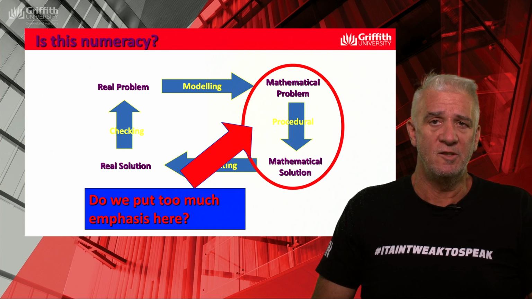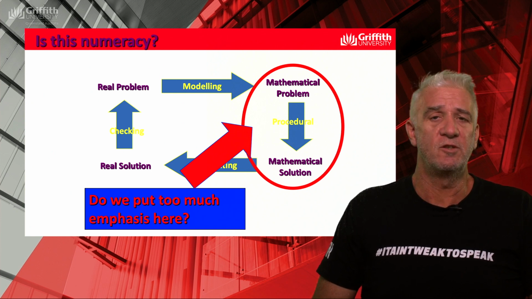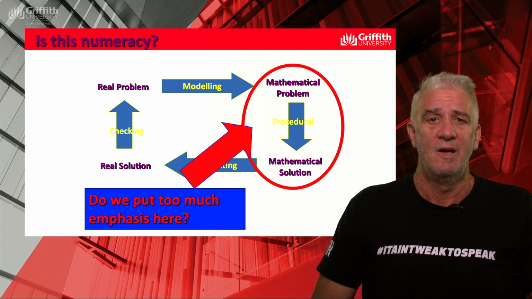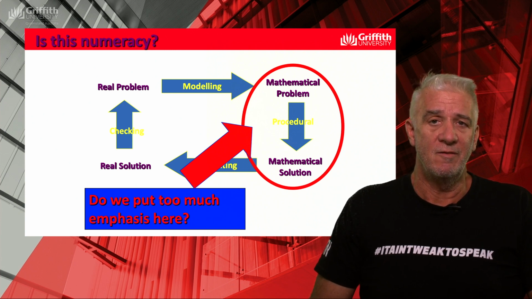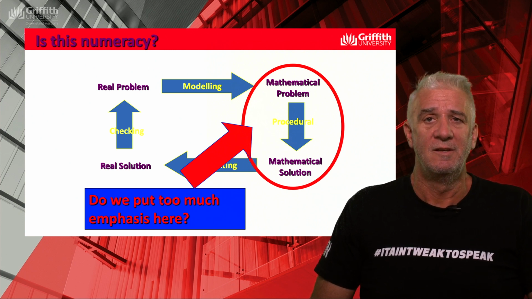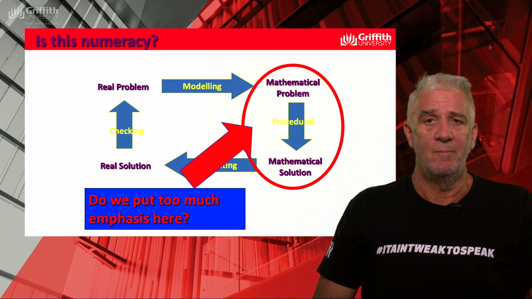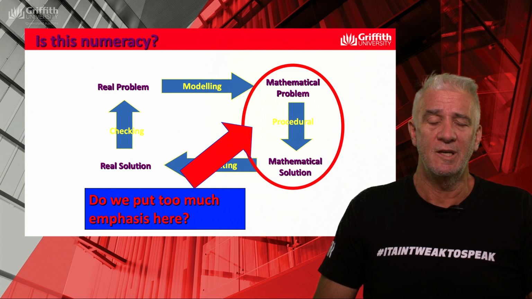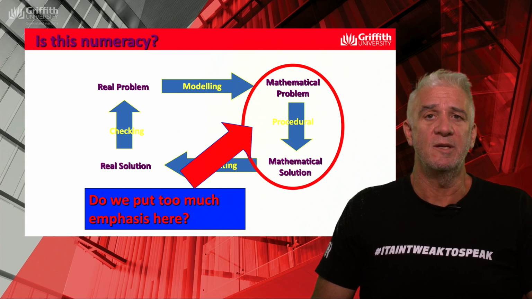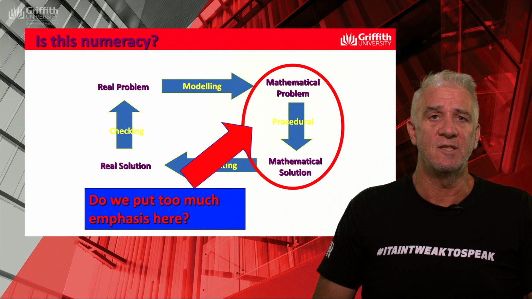And the assumption is if we do this part with the students, then they'll be able to do the rest of it themselves. And the evidence is pretty strong that they can't. So while it's not unimportant to do the part in the circle there, the ellipse, it's really important that you build it in as part of the broader numeracy cycle of learning.